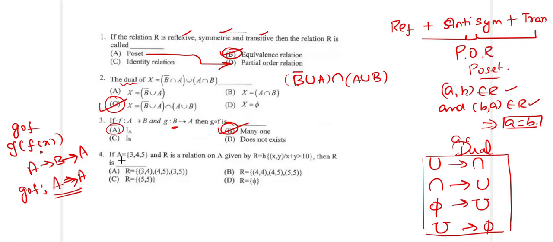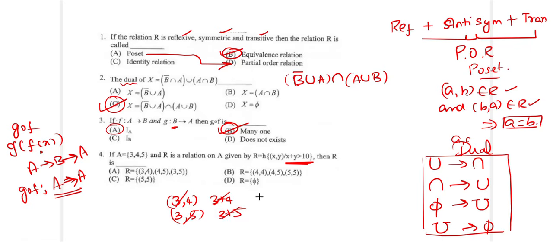The next one, A is the set 3, 4, 5. R is defined as the relation on A such that the ordered pair x comma y, such that x plus y is greater than 10. You want the combination of the ordered pair which will give you on addition a value greater than 10. So 3, let me take a combination with 4. 3 comma 4 meaning 3 plus 4. Is it greater than 10? No. So this will not be there in the relation. 3 with 5, 3 plus 5. So this is 8. So this will not be there in the relation.